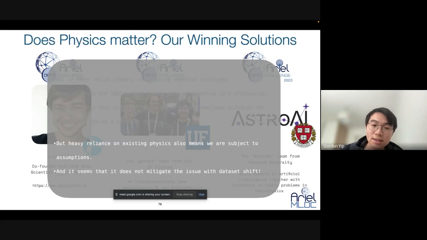But it's a double-edged sword, because remember that the premise of using a neural network is that we don't need that kind of pre-processing anymore. We can use the data to guide the neural network. If we use a lot of physical assumptions, chances are we might be missing out on some of the physics. And from our results, it does not mitigate the issue of dataset shift. As soon as the underlying assumption changes, this pre-processing doesn't really help.